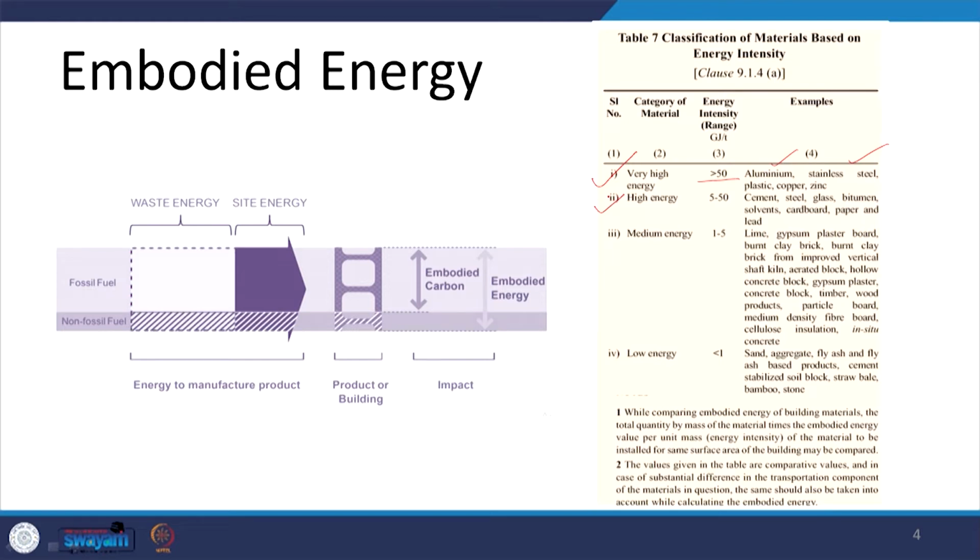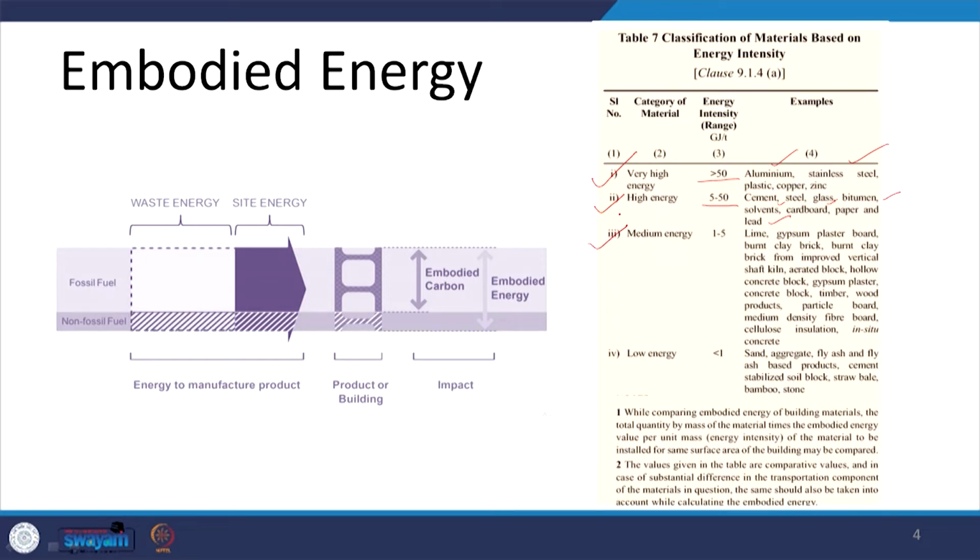Then the second category is that of high energy materials, which have their energy intensity range from 5 to 50 gigajoules per ton, where we are talking about materials like cement, steel, glass, bitumen, solvents, cardboard, even paper, which appears to be a very fragile material, and lead.